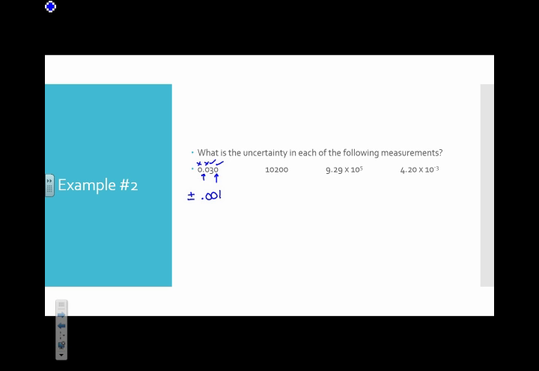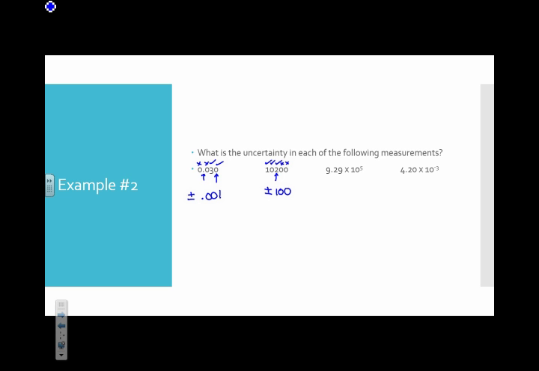10,200: significant figure, significant figure, and significant figure. These guys are not significant figures. So here is my last significant figure. It's in the 100th decimal place, so I would say plus or minus 100 is my uncertainty, because I guessed in the last sig fig.